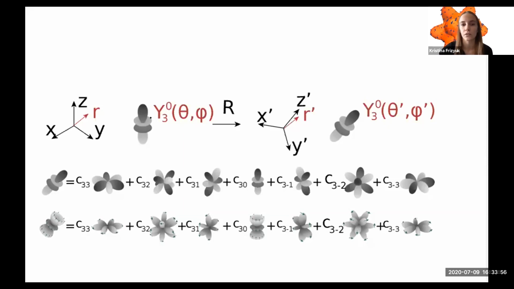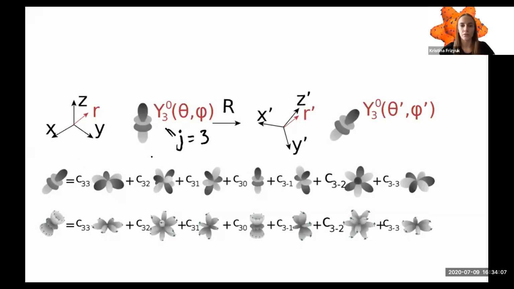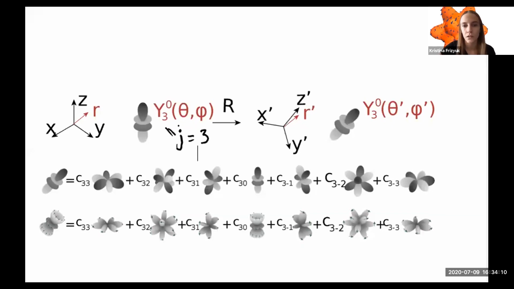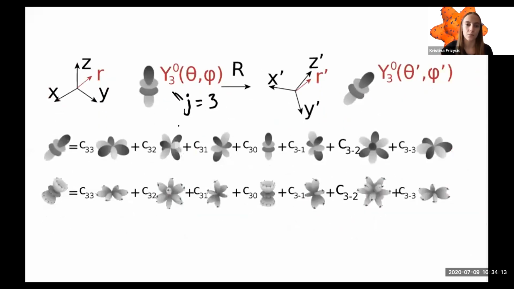Now, on the rotation behavior of spherical functions. If we consider, first of all, some scalar spherical function, here with J equal 3, with particular angular momentum, and we want to rotate the coordinate system, so rotate this function itself. So what is this function? It appears from group theory, because they are transformed as irreducible representations of the SO3 group.